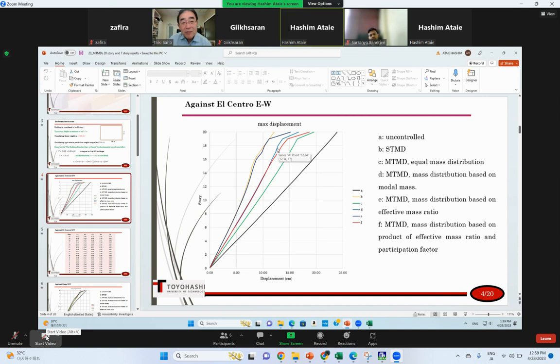And it's based on modal mass. And the rest is based on the product of effective mass ratio and participation factor. But the green is the equal mass for each TMD. It's not good, maybe because the displacement of TMD is also calculated. This is the top displacement, not the real displacement of TMD.